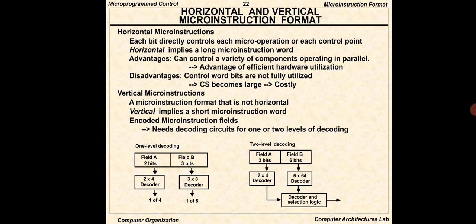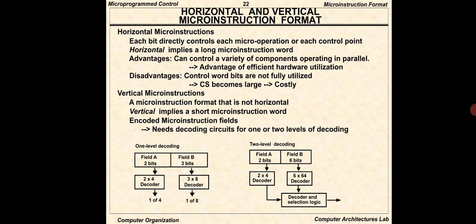The disadvantage of the horizontal micro instruction is that the control word bits are not fully utilized. We are not using all the control word bits fully. Due to that, my control storage becomes larger, which gives rise to higher cost. So horizontal micro instructions are costlier.